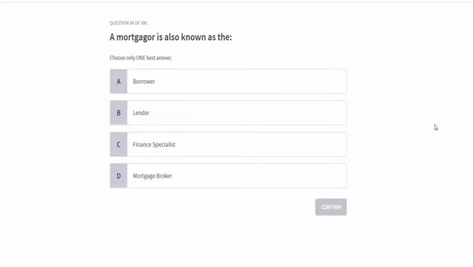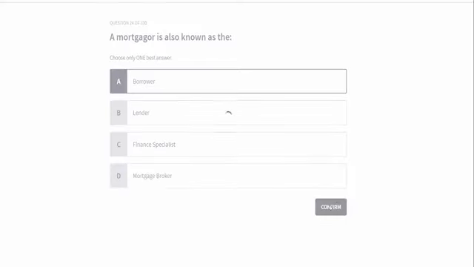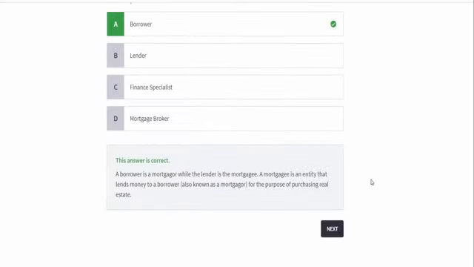Alrighty, so what is our correct answer for this one, guys? It's going to be A, the borrower. That's right, the borrower. So the borrower is a mortgagor while the lender is the mortgagee. Remember we discussed that earlier? I think so. It's all blurring together. But yeah, so a mortgagor is the borrower while the lender is the mortgagee.